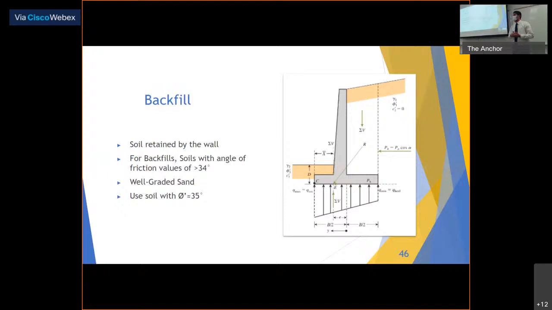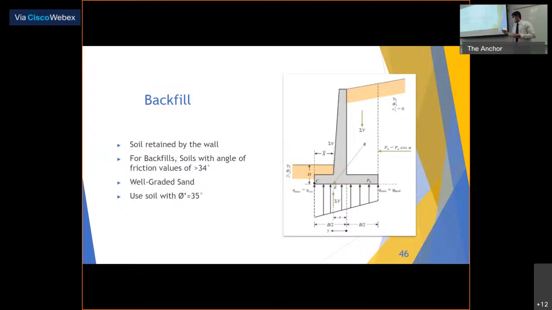The reason we want it to be well draining is because any buildup of water on the backhand side of this is actually going to increase the loads created by the earth pressures. And we want to avoid that as much as possible whenever we're designing the abutment. So we finally chose a well-graded sand for this soil, and then we wanted to use a phi value of about 35 degrees for this.